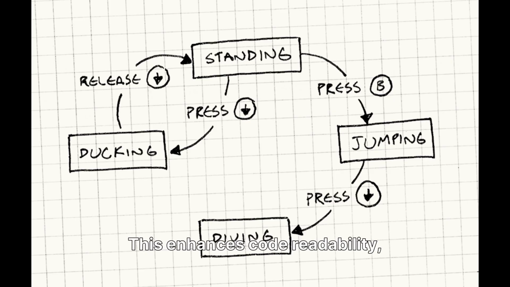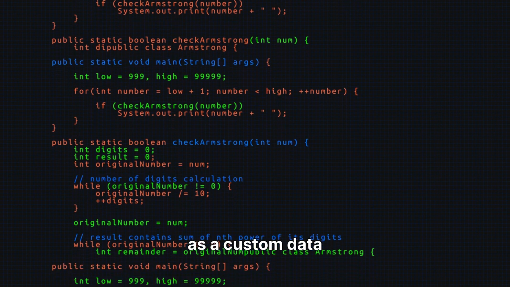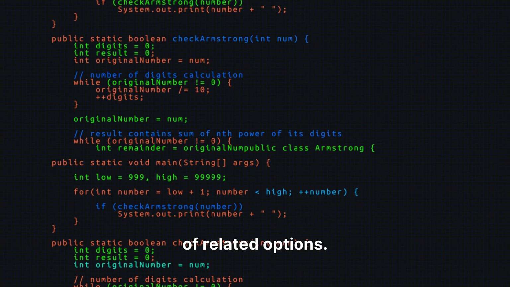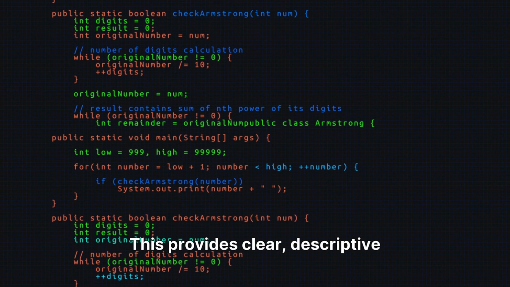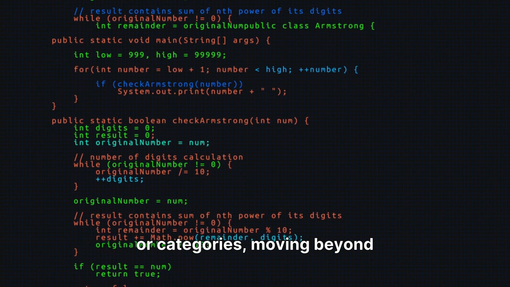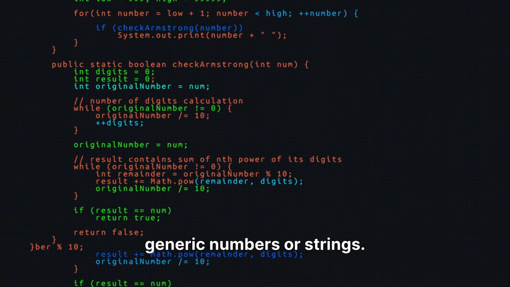This enhances code readability, making it easier to understand and reduces common programming errors by ensuring valid inputs. Think of an enum as a custom data type that allows you to assign meaningful names to a fixed list of related options. This provides clear, descriptive labels for specific states or categories, moving beyond generic numbers or strings.